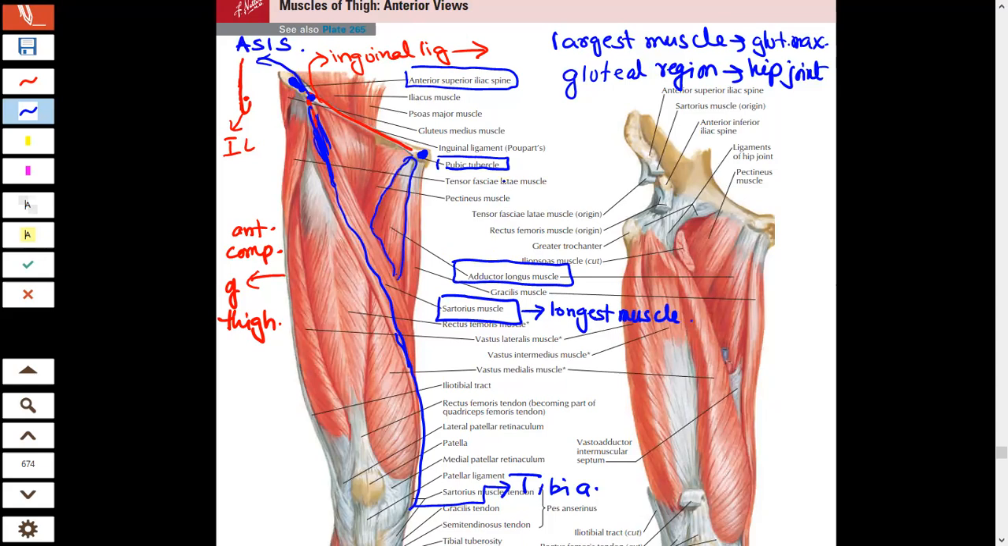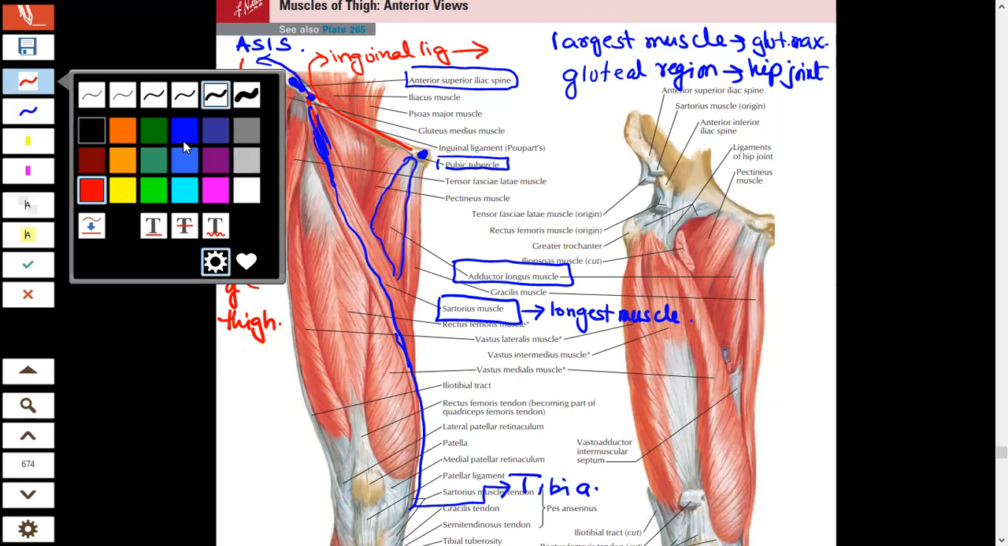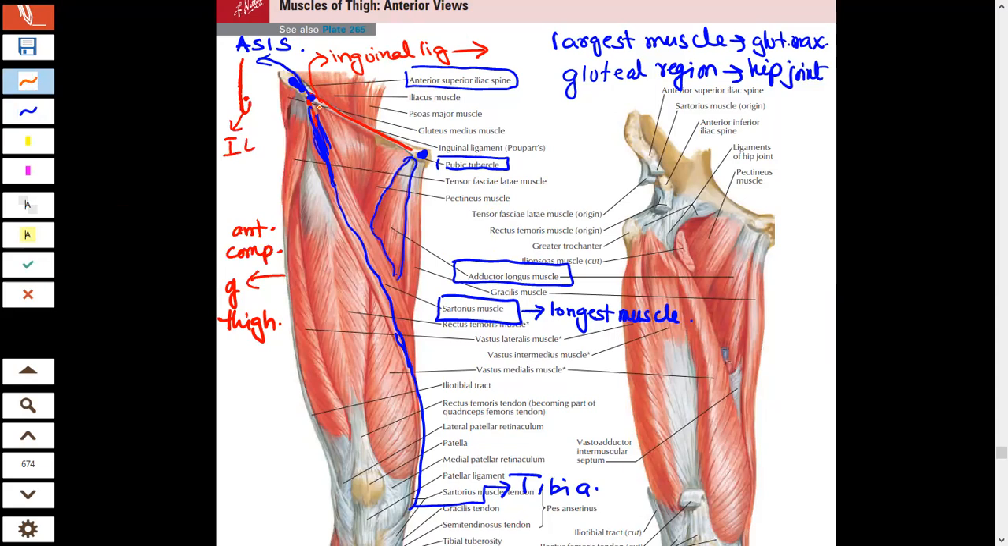Now see here, all students. The adductor longus muscle, along with your sartorius muscle and the inguinal ligament, is making this triangle here. This triangle is known as the femoral triangle. Very, very important. I even spelled triangle wrong. This is your femoral triangle.